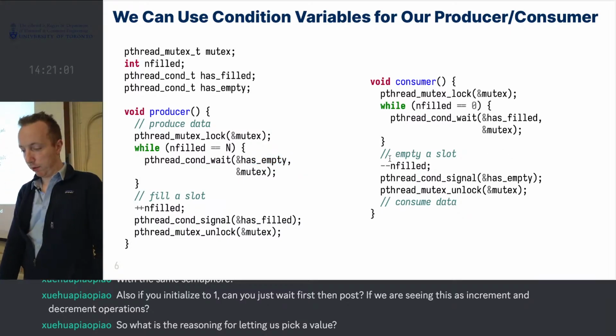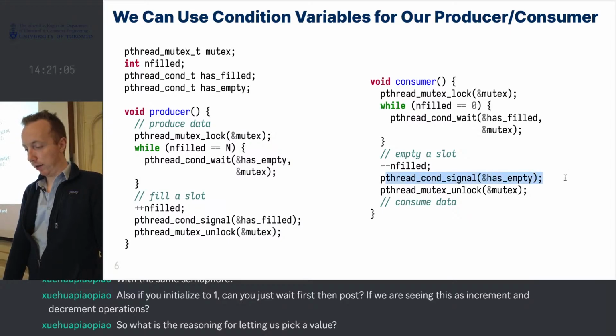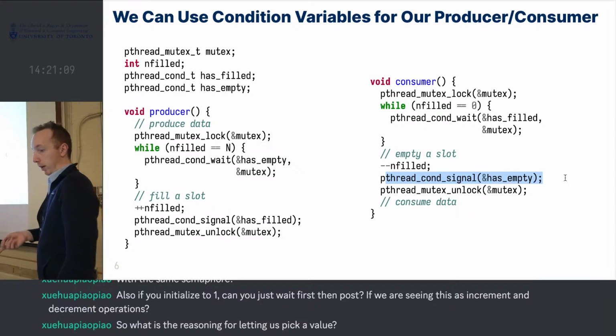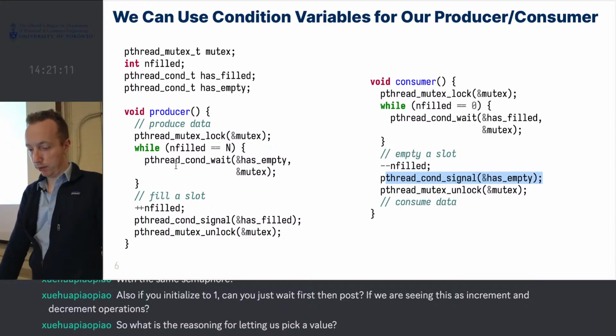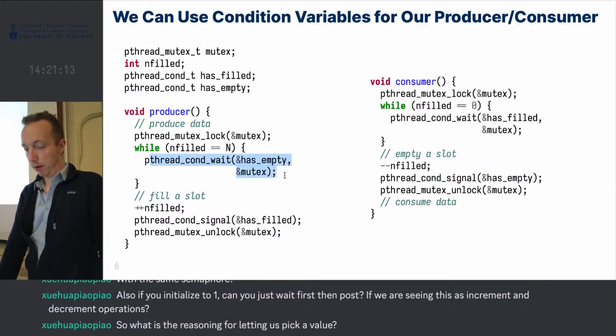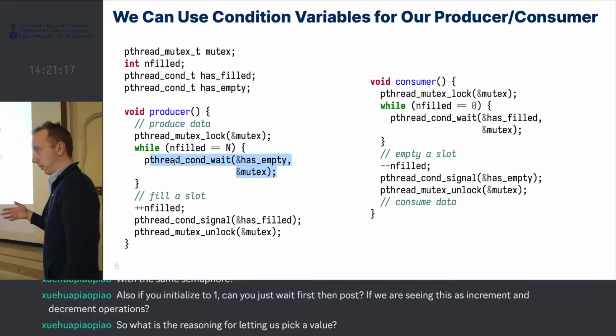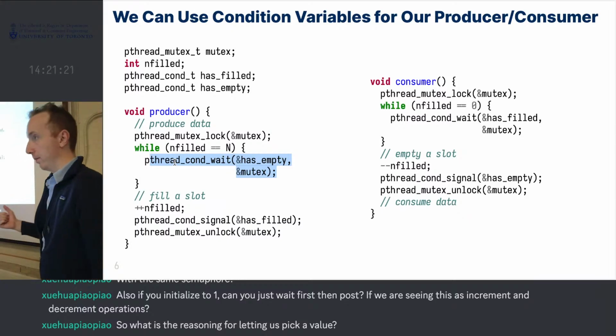And then in the producer, it will empty a slot and then signal that has empty queue, which will wake up exactly one thread. So we'll wake up one thread from the has empty queue. It will come back to life here, check the condition again, make sure that it's still not all full, and then keep on going.